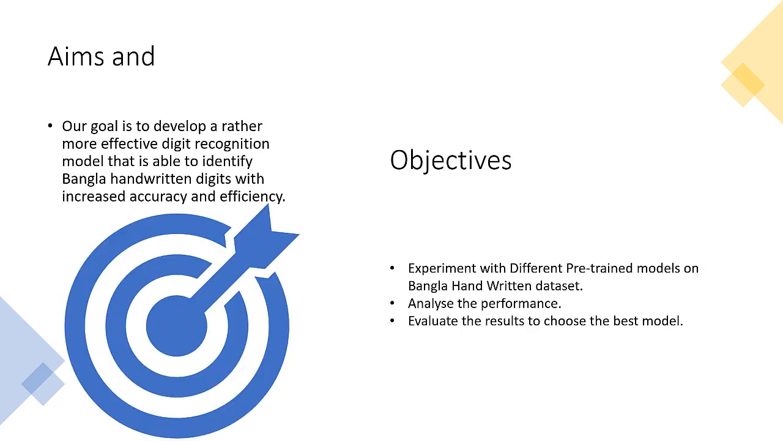So what was our aim? Our aim was to develop a better digit recognition model that is able to identify Bengali handwritten digits with increased accuracy and efficiency. To achieve our aim, we experimented with different pre-trained models on Bangla handwritten digit datasets. We analyzed the performance of different models, how they did in terms of accuracy, in terms of AUC curves and different metrics, and evaluated the results to choose the best models.